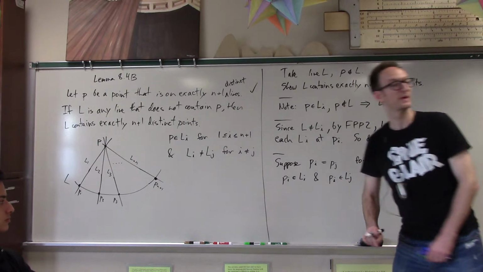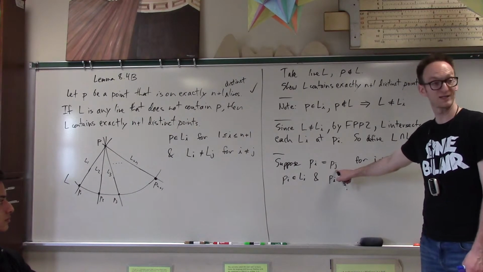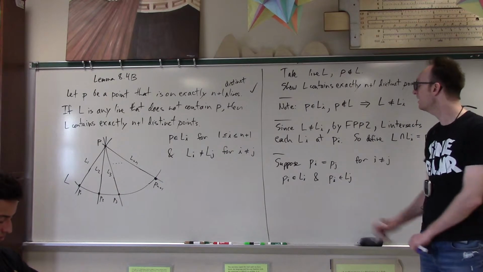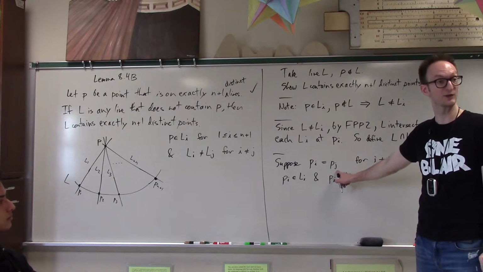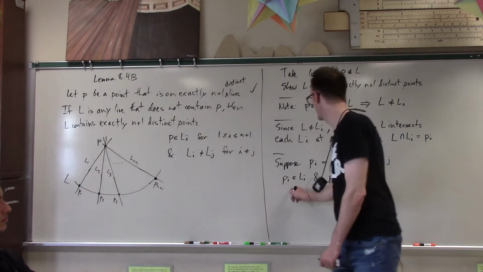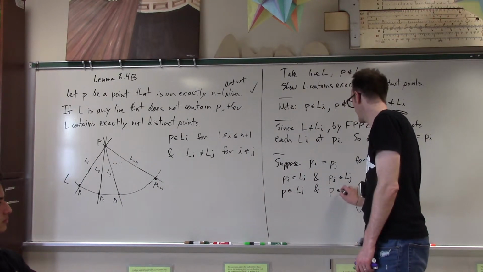Because after all, I've defined Pj to be the intersection of L and Lj. So if Pi just is Pj, and Pj is on the intersection of L and Lj, then Pi is also on Lj. I think this is the best way to say it. What is wrong with this? These lines both also intersect P, right? But I also have P on Li, and I have P on Lj.